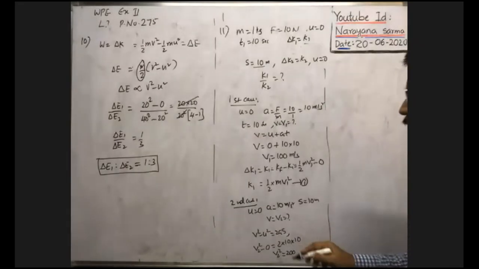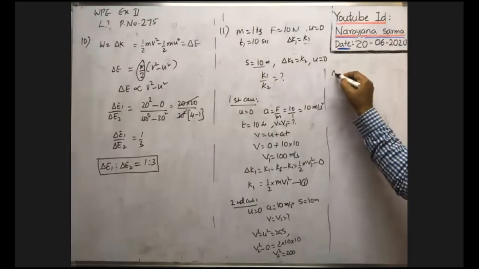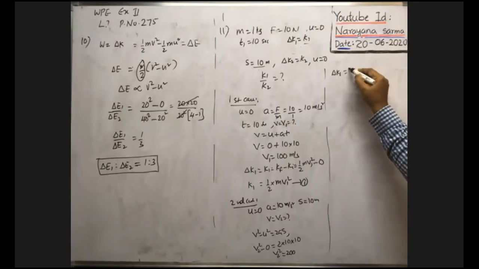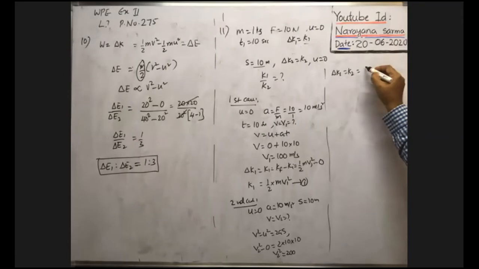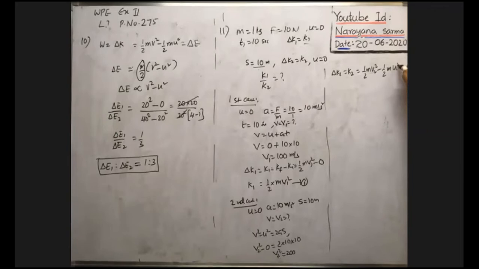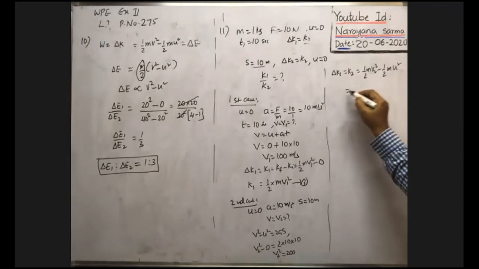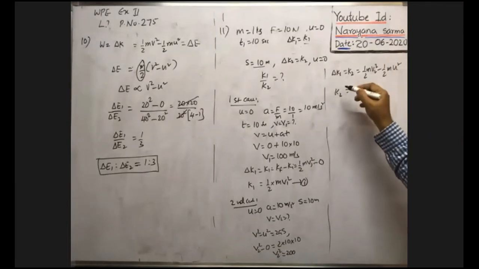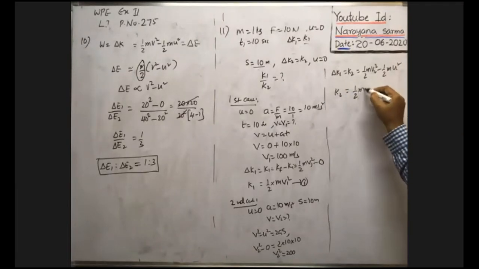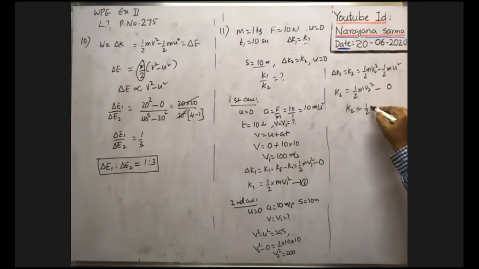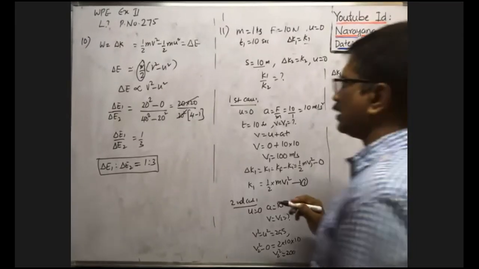In this case, what is the kinetic energy acquired? In the second case, kinetic energy acquired delta K2 is equal to final kinetic energy, half m v2 square, minus initial kinetic energy, half m u square. So the change in kinetic energy in the second case is half m v2 square minus initial velocity 0. That's why K2 is equal to half m into v2 square. This is equation 2.